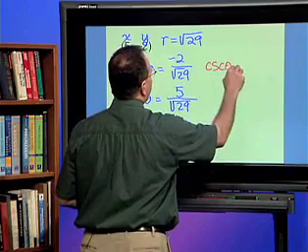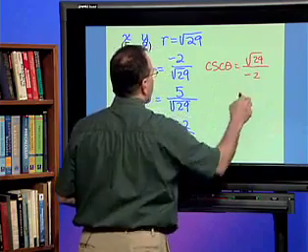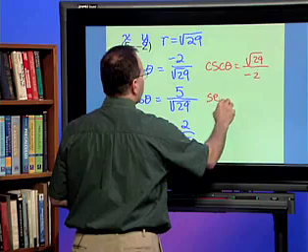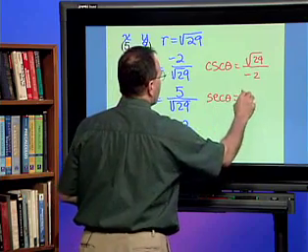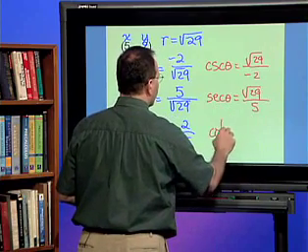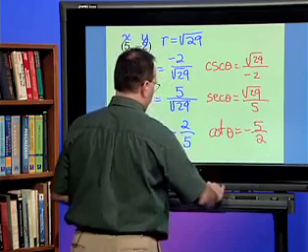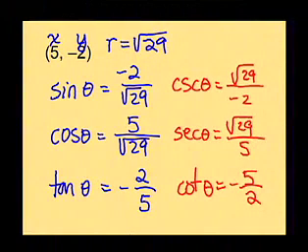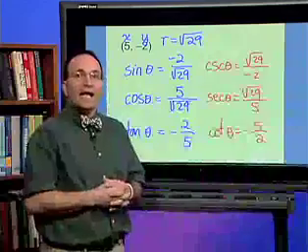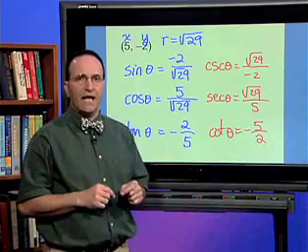cosecant theta would be square root of 29 over negative 2. The secant of theta would be equal to the square root of 29 over 5. And the cotangent of theta would be negative 5 over 2. And those are my 6 trigonometric functions for that angle who has a point 5 comma negative 2 on the terminal side. In that example, we were given a point that was on the terminal side of the angle.